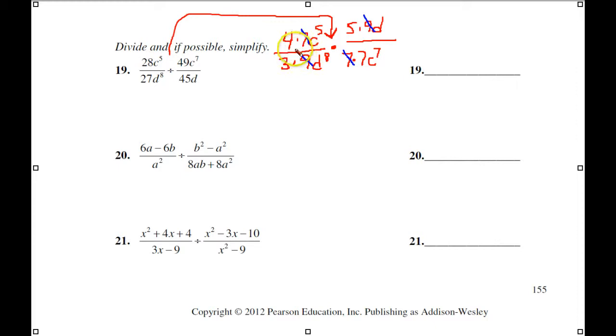Then we have a, what's left? Let's do some d's here. This d to the first will cancel. This will become d to the 7th. This c to the 5th will cancel, and this will become c to the 2nd. So our numerator then will be 4 times 5 is 20. 3 times 7 is 21. This will be d to the 7th, c to the 2nd.